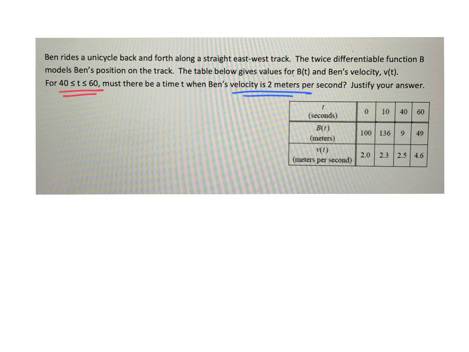So the things that we know are: here's my time, 40 to 60, and here's my velocity. I've got velocity at 2.5, and velocity at 4.6. So does it fit intermediate value theorem? Is there a monkey in the middle? Is 2 in the middle of 2.5 and 4.6? No. So I can't actually use intermediate value theorem here.